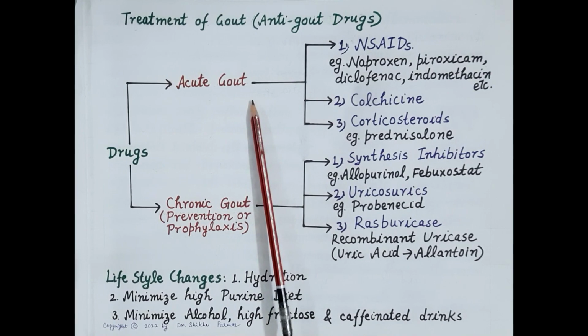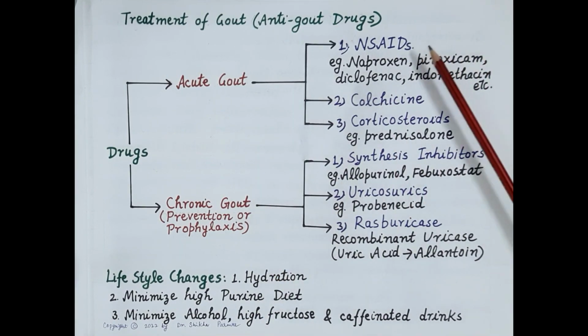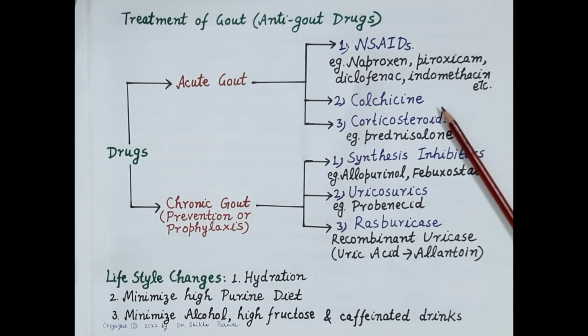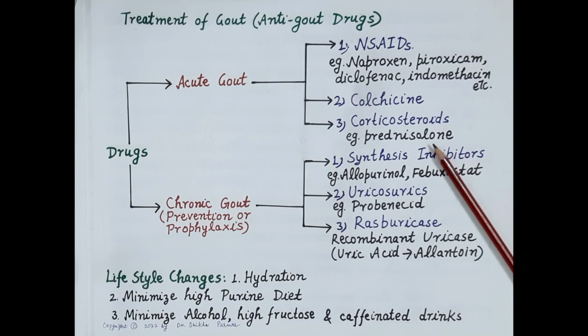Now drugs that are used to treat acute gout are NSAIDs, that is non-steroidal anti-inflammatory drugs. For example, naproxen, piroxicam, diclofenac, indomethacin. Now these are first line drugs for the management of acute gout attacks. Second line treatment is done by the use of colchicine. Now colchicine specifically suppresses gouty inflammation. Now third line therapy is with corticosteroids, for example prednisolone. Now steroids are very potent anti-inflammatory agents, but these are not preferred because of their wide spectrum of side effects.